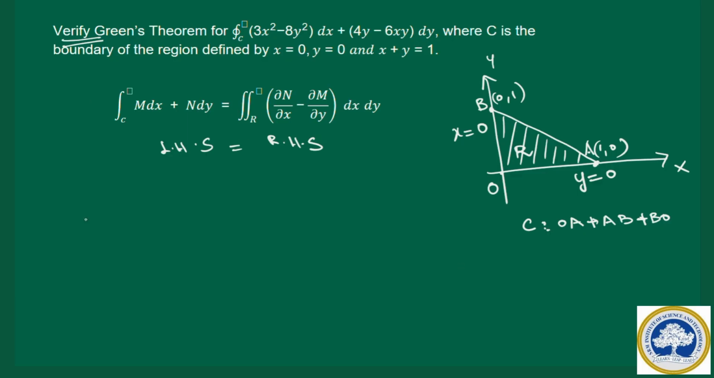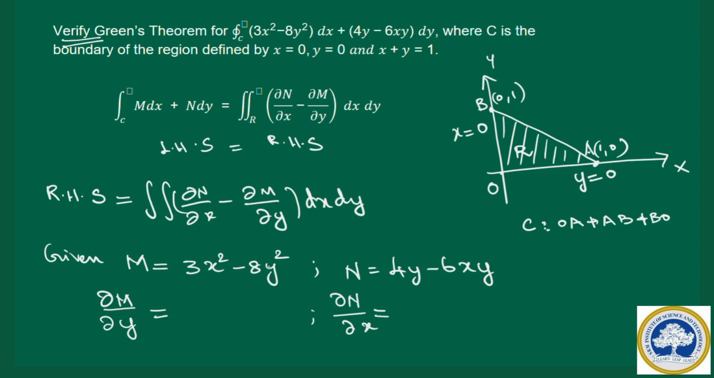RHS means the double integral over R. We have already studied in multiple integrals how to evaluate a double integral for a given region. So here, what is dou N by dou x minus dou M by dou y? Now let us find M and N from the question. M is the coefficient of dx, which is 3x square minus 8y square. Similarly N is 4y minus 6xy. So let us take M and N from the given question.